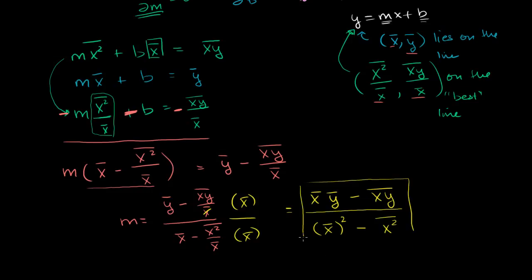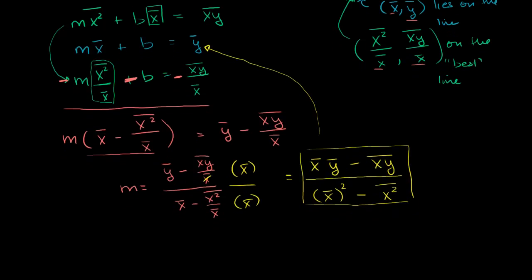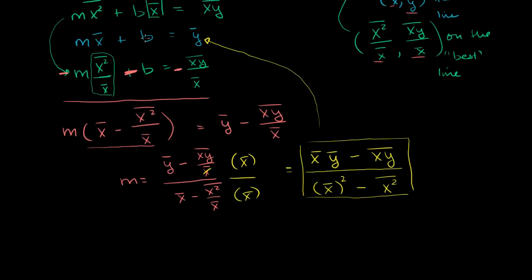And then if we want to solve for b, we literally can just substitute back into either equation, but this equation right here is simpler. And so if we wanted to solve for b, we can solve for b in terms of m. We just subtract m times the mean of the x's from both sides. We get b is equal to the mean of the y's minus m times the mean of the x's.